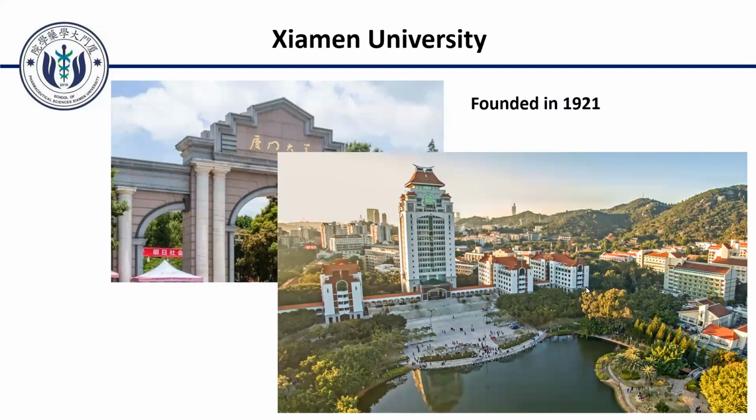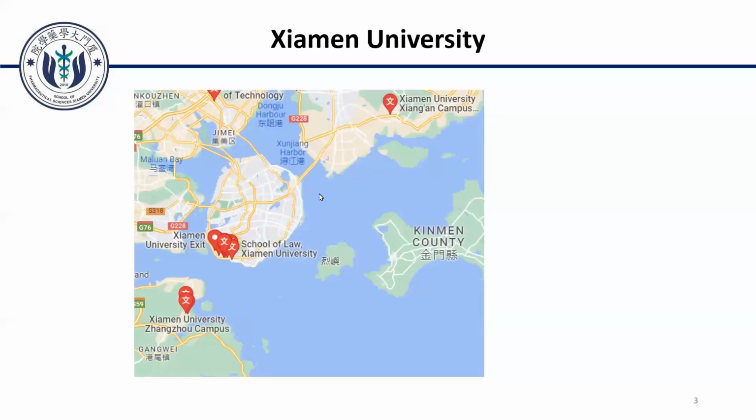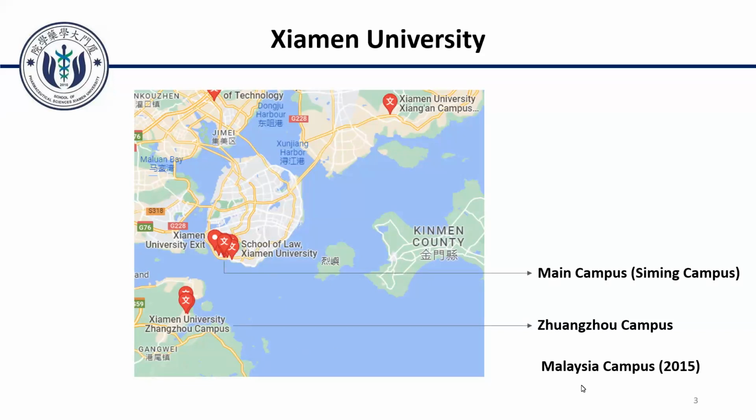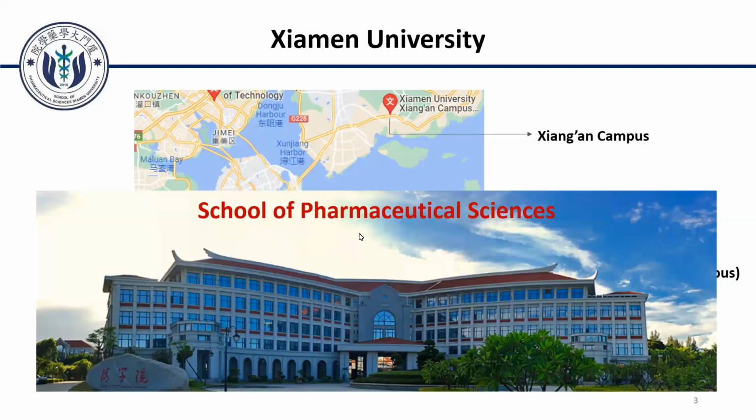We have 4 campuses. The main campus, the picture showing here, is called Siming campus. Here's the main building. In front of the main building is Furong Lake. The main campus is located here on the island. On the map, we can see Xiamen includes Jimei, Xiang'an, and this island. We also have a Zhangzhou campus, a Malaysia campus, and the Xi'an campus here. Here is where our department is located. The picture shows the building of our department. I hope to welcome you to visit our campus and our department one day.